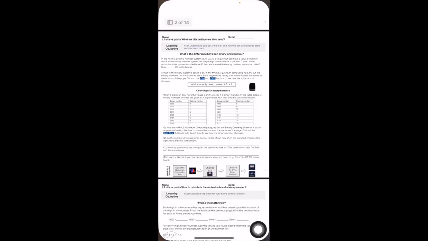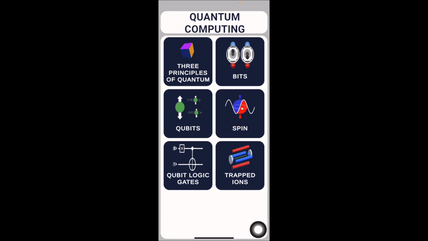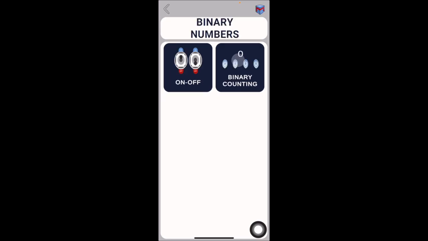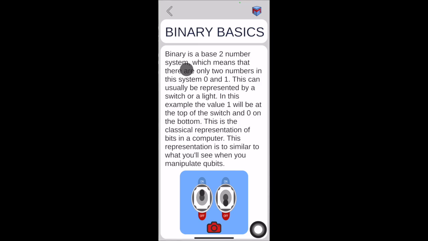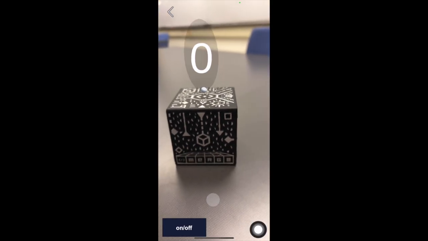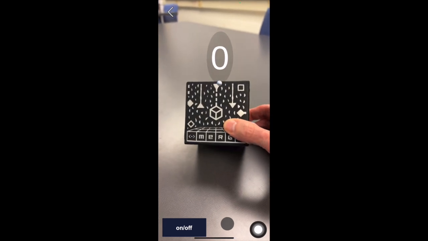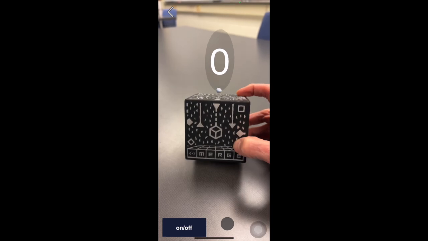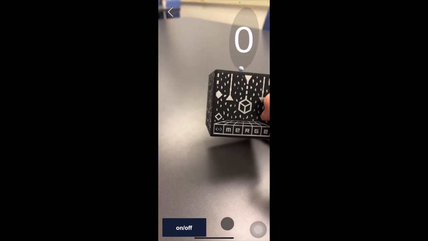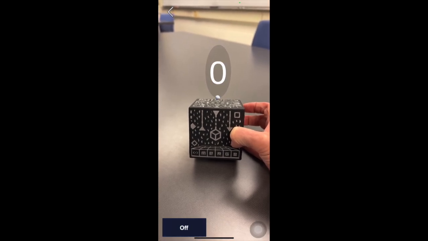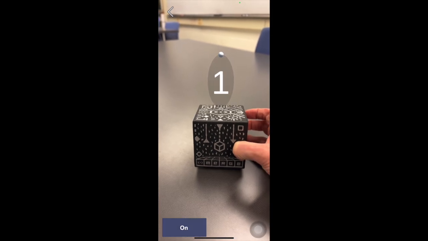So I'm going to show you those first two scenes. Here, we're going to go to bits, right here. We're going to go on off. So we see switches here, and there's some information that you can read. And then students can click on this button to see the AR scene. You point your phone at the cube, and the image is read by the camera on the phone, and it recognizes it and tracks it. And so we can turn the bit on and off, and we see it only has values of 0 and 1. And so just to understand what a bit is.